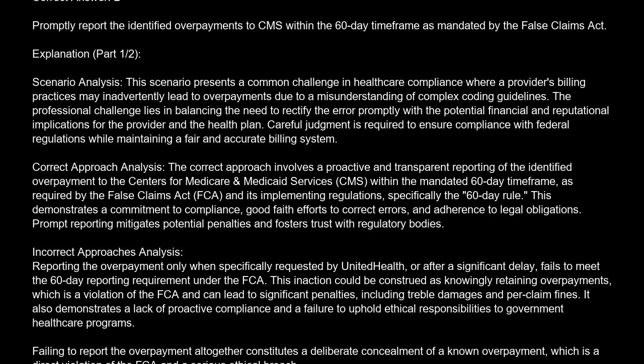This inaction could be construed as knowingly retaining overpayments, which is a violation of the FCA and can lead to significant penalties, including treble damages and per-claim fines. It also demonstrates a lack of proactive compliance and a failure to uphold ethical responsibilities to government healthcare programs.